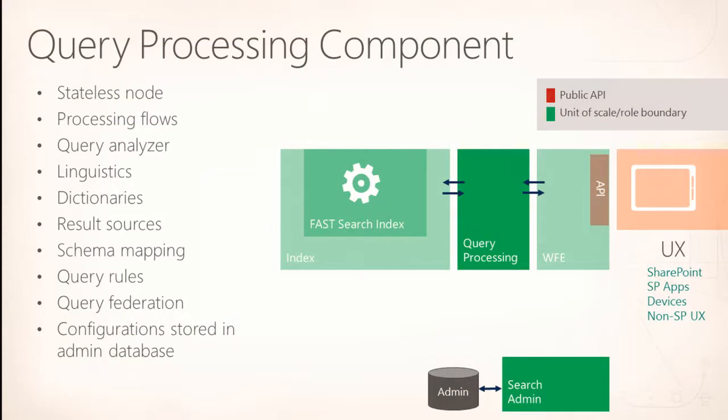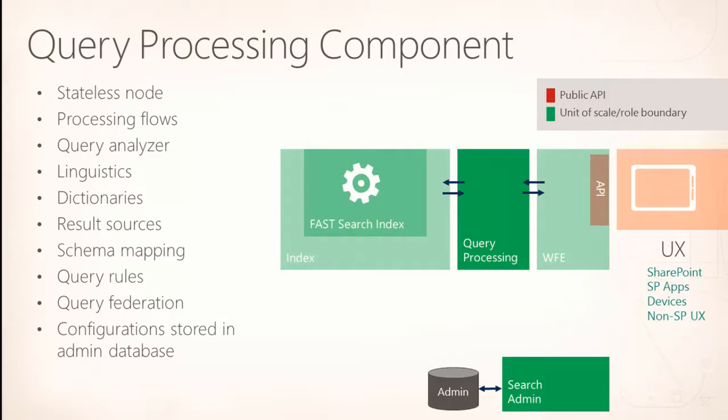So the query processing component comes next. Of course, this is a stateless node again, much like the content processing component, in that it doesn't store anything on the local disk. It's also implemented as processing flows, analyzing your query, trying to understand the language, and again it uses dictionaries. And we have something here called result sources. This actually replaces scopes from 2010. It's more flexible. I will not go into depth about that. We will call out a couple of sessions for you later on that might go into it.